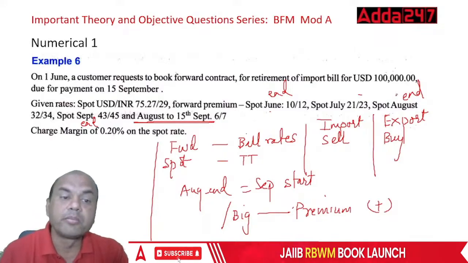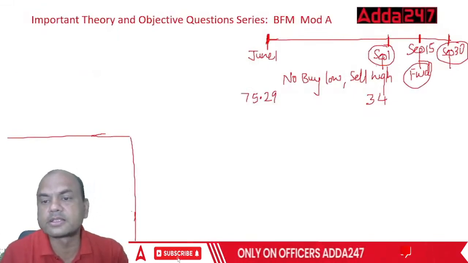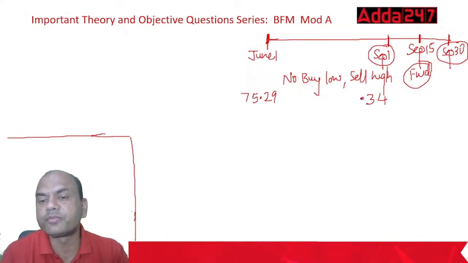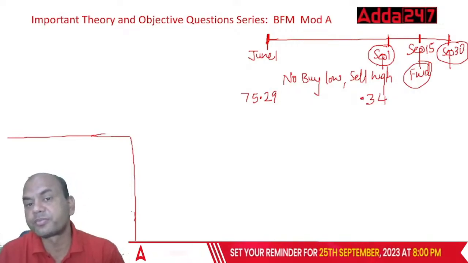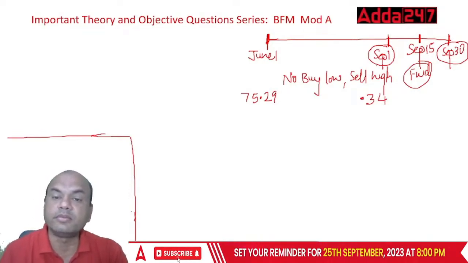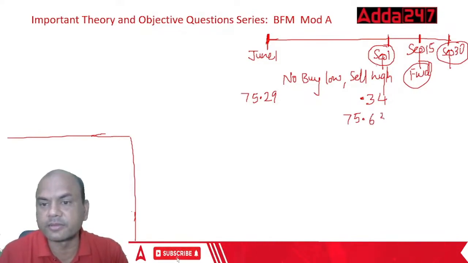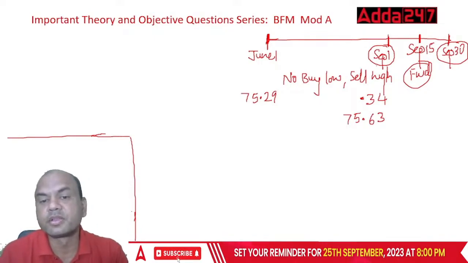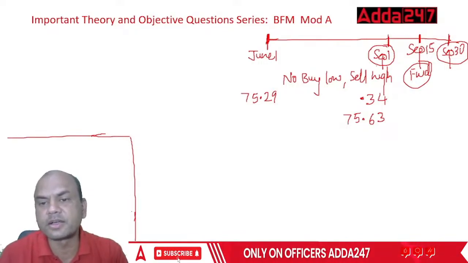So now it is in premium, I'll have to add it. I'll take this 34. So what is my rate now? 75.29 plus 0.34. Take this point. So what is the answer you're getting? It is 75 point what? 75.63, right? Add this. How many of you have got this? 29 plus 34: 33, 43, 53, 63. Isn't it? This is one.